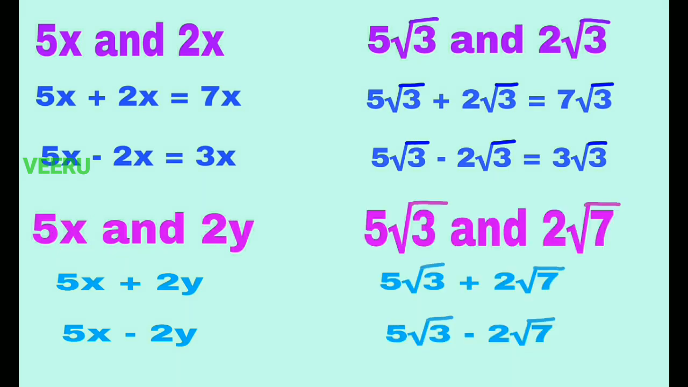Similarly, if you take 5 root 3 and 2 root 7, these are unlike terms because here it is root 3 and here we are having root 7. So these are the unlike terms. We cannot add or subtract these two. So we have to put as it is, like 5 root 3 plus 2 root 7 and 5 root 3 minus 2 root 7. See some more examples.